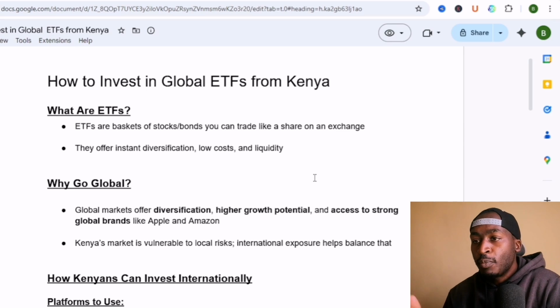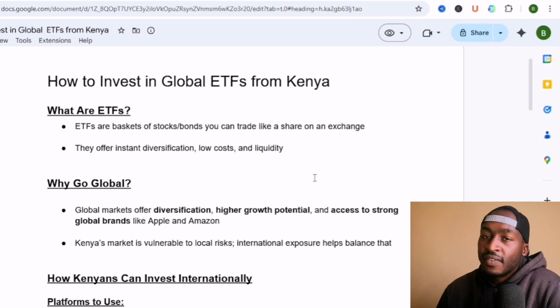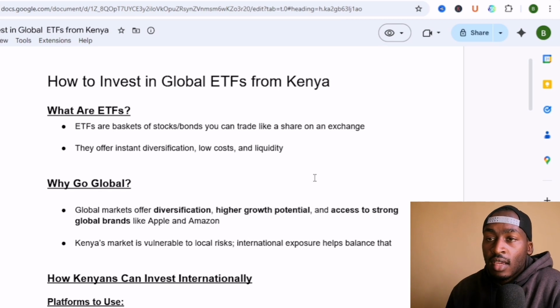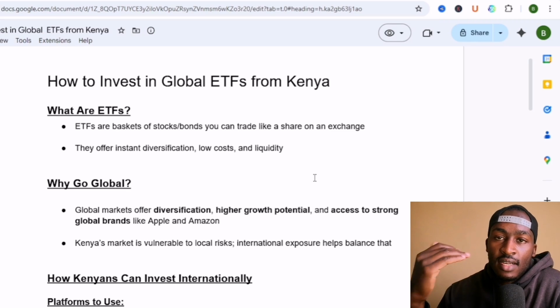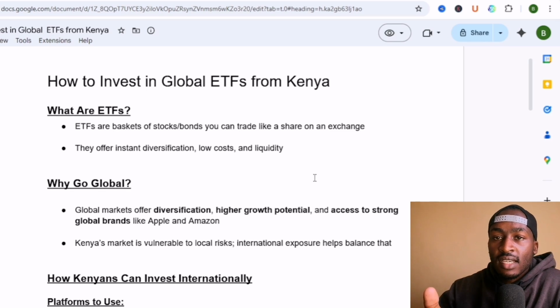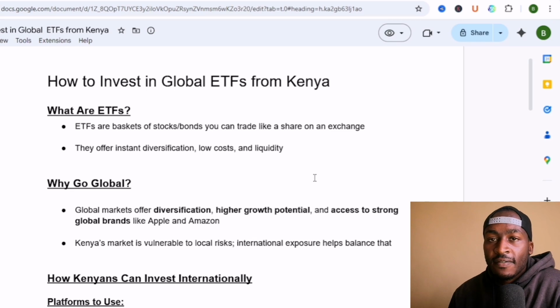Now, why should you invest in the global markets rather than just investing in the stock exchange of your own country, let's say, for example, Nairobi Stock Exchange? Global markets offer diversification. You have a variety of ETFs that you can invest in, and they also have higher growth potential, unlike those in our Nairobi Stock Exchange. In fact, we don't have many ETFs in the Nairobi Stock Exchange market. And you also have access to strong global brands like Apple and Amazon. The Kenyan market is vulnerable to local risk, and international exposure helps you balance that risk. So if you invest in the Nairobi Stock Exchange, mainly for dividend gains, you can also invest in international ETFs so that you can diversify the risk involved with investing in the stock market.